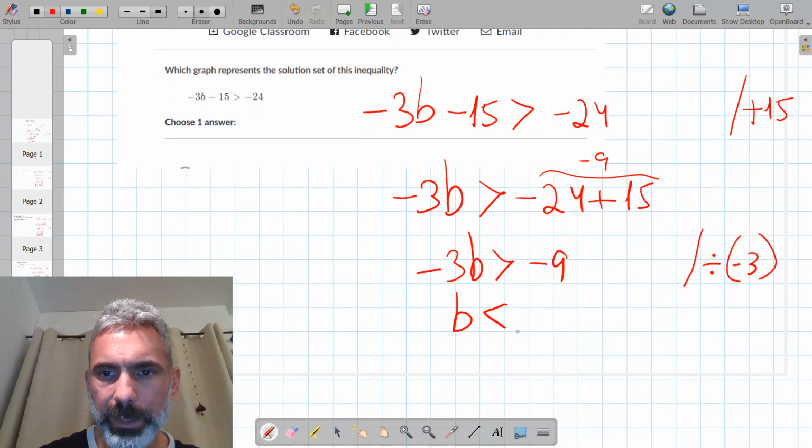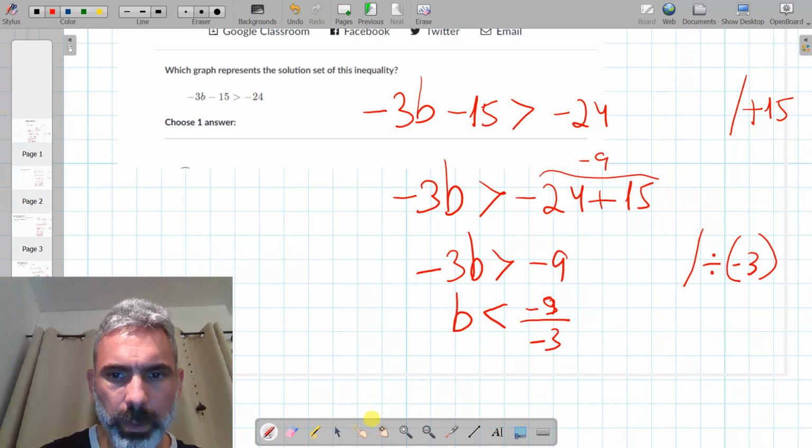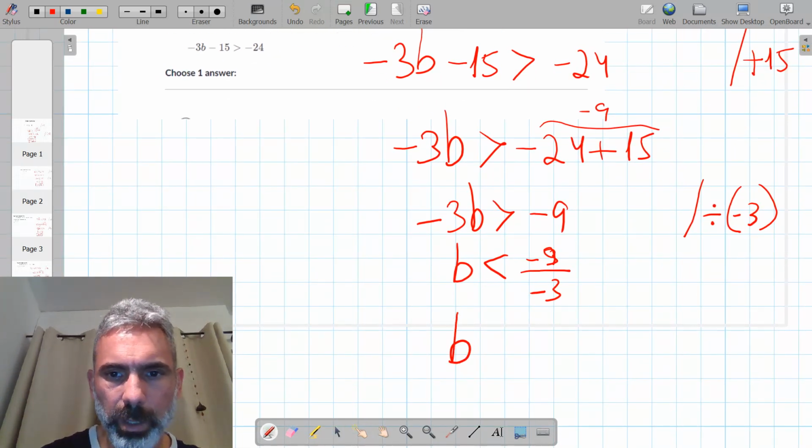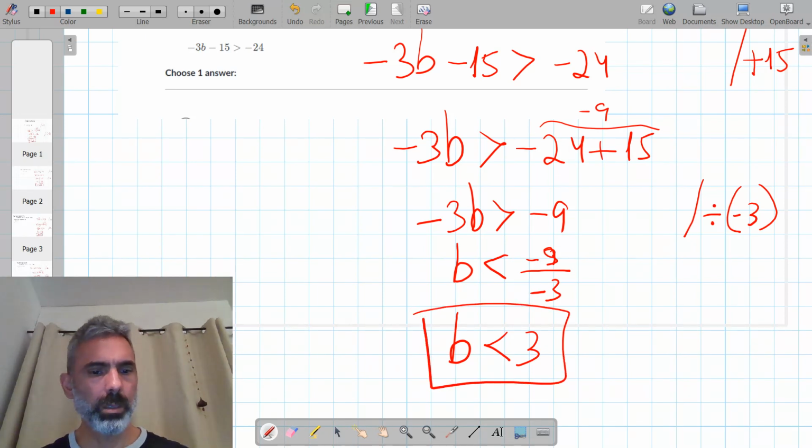Now b is less than minus 9 divided by minus 3. So b has to be less than minus 9 divided by minus 3. Negative divided by negative is positive. 9 divided by 3 is 3. So b has to be less than 3.